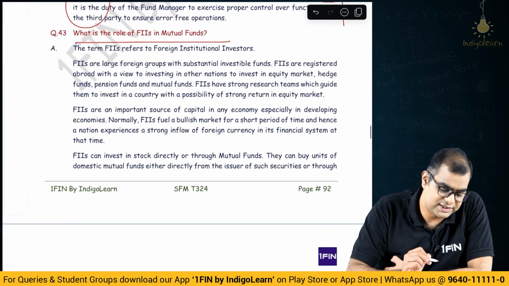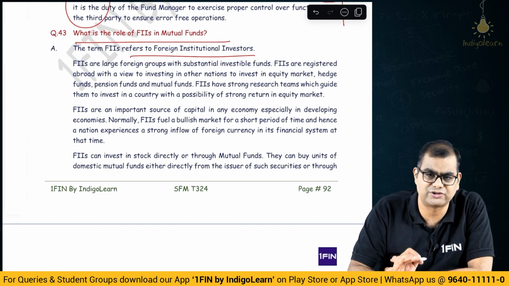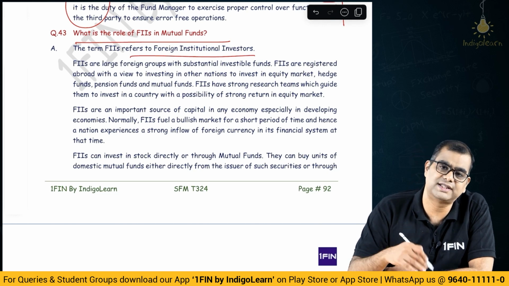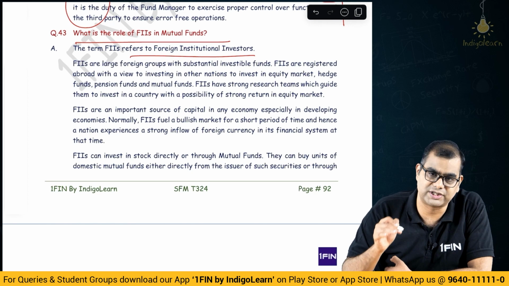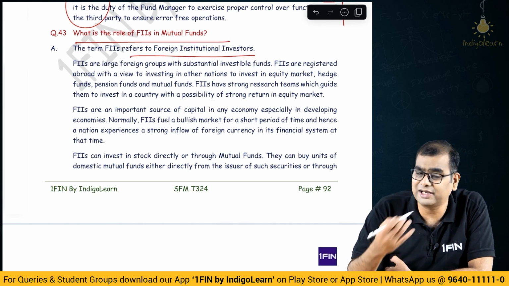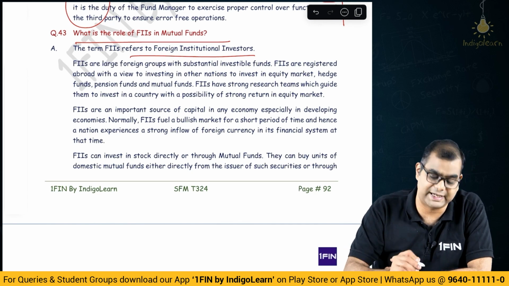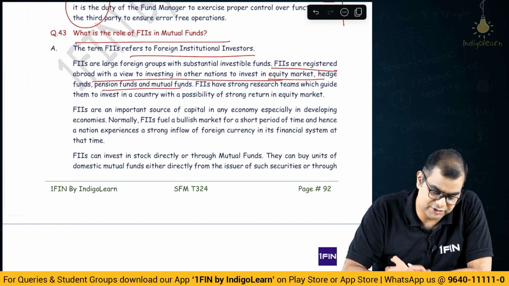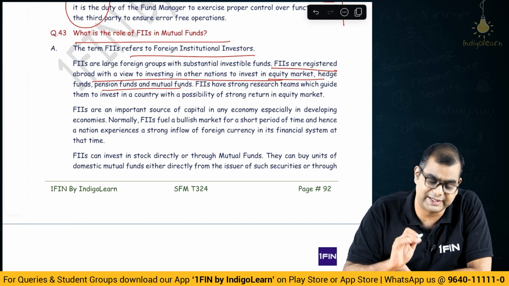What is the role of FIIs in mutual funds? FIIs are foreign institutional investors. Mutual funds are DIIs, domestic institutional investors. FIIs are people abroad, outside India, who invest in India. FIIs can invest directly in stocks. They can also invest in mutual funds directly. They are registered abroad with a view to investing in other nations, in equity markets, hedge funds, pension funds, mutual funds. They can invest in mutual funds or they can directly invest in stocks.